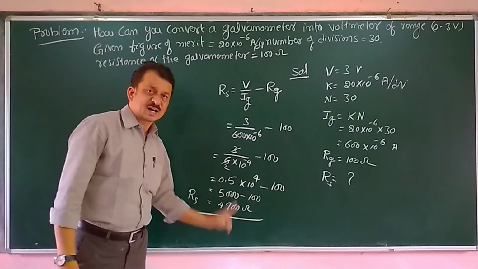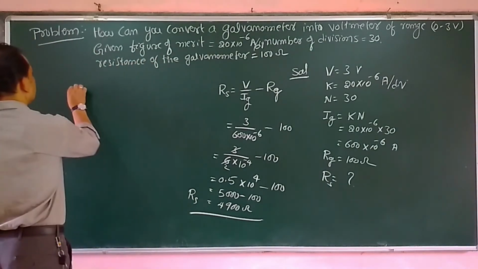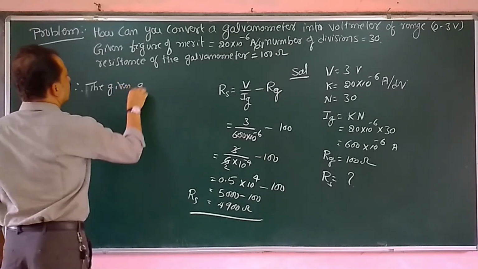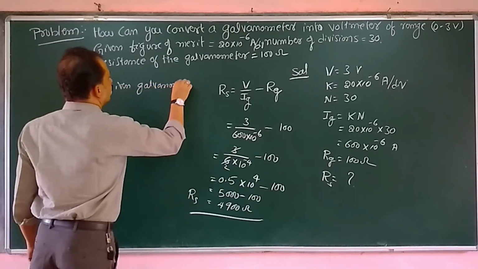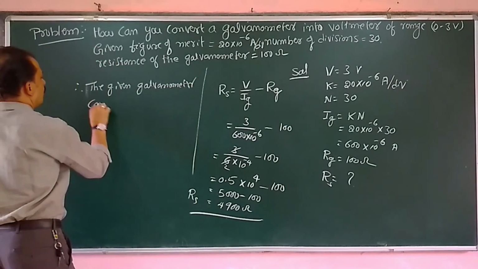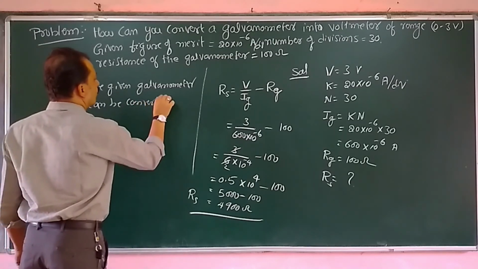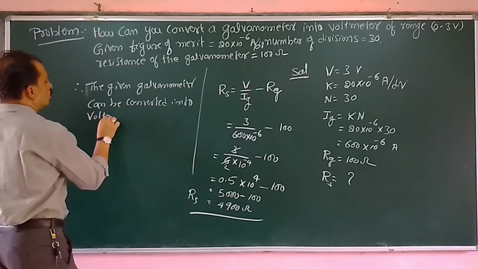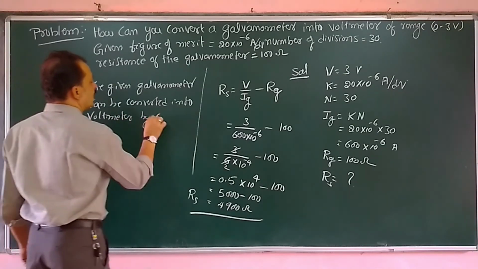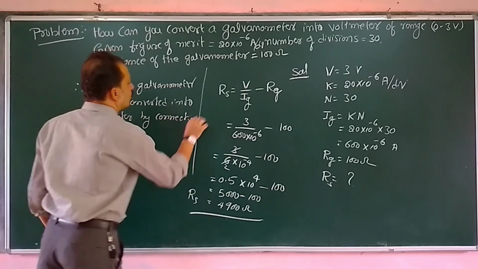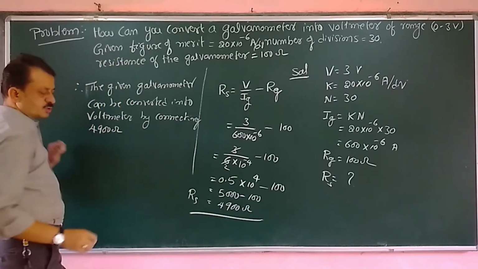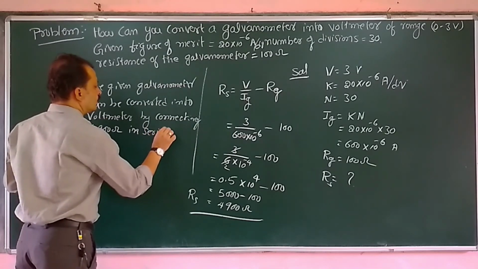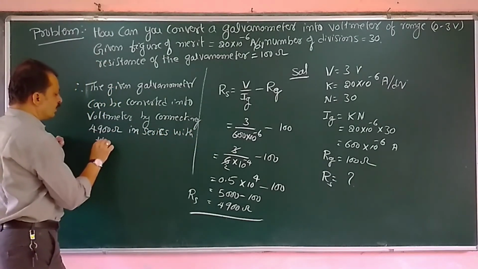Now we have calculated Rs. Now we have to write: therefore, the given galvanometer can be converted into a voltmeter by connecting 4900 ohms, that we just calculated, in series with the galvanometer.